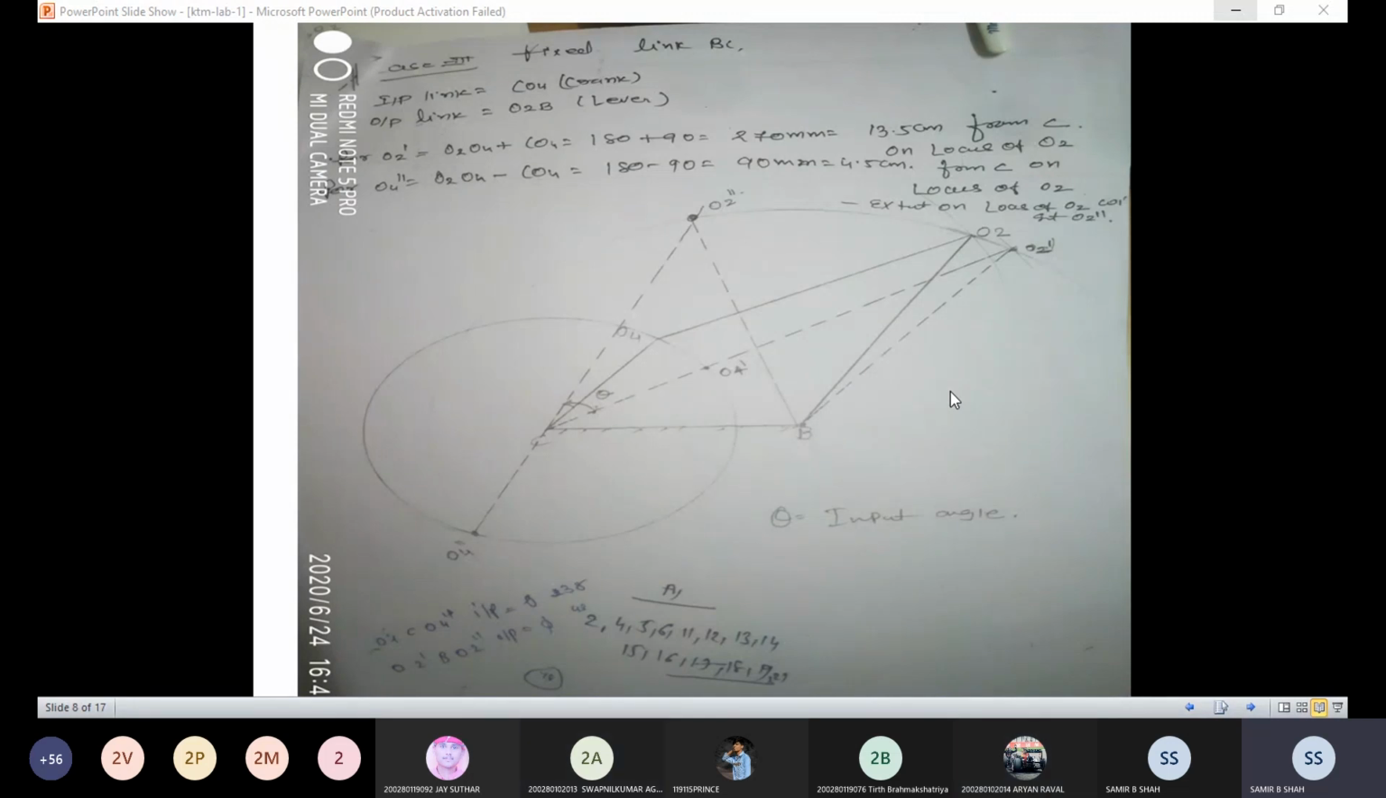Okay, please first draw the figure. First draw the figure as per BC, CO4, O4O2 and BO2. If you have any query, then you can raise the query. Otherwise, I will go further.